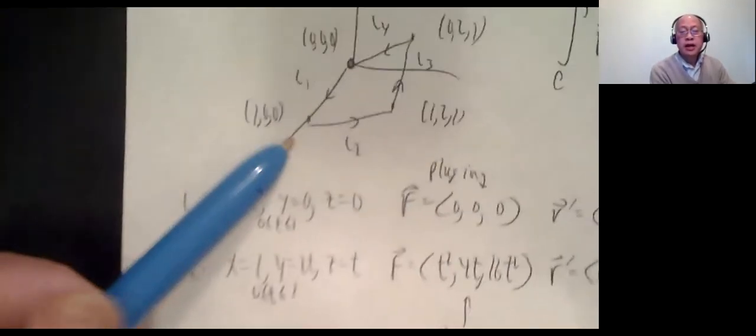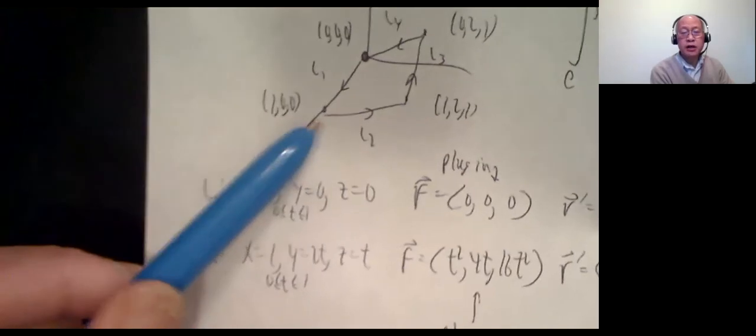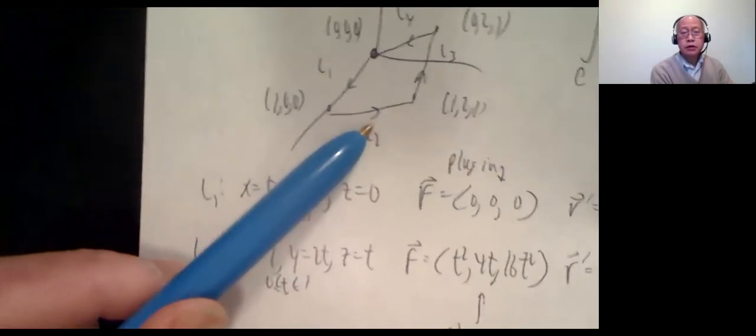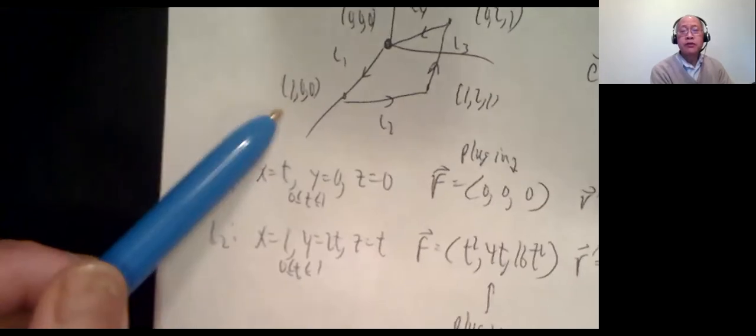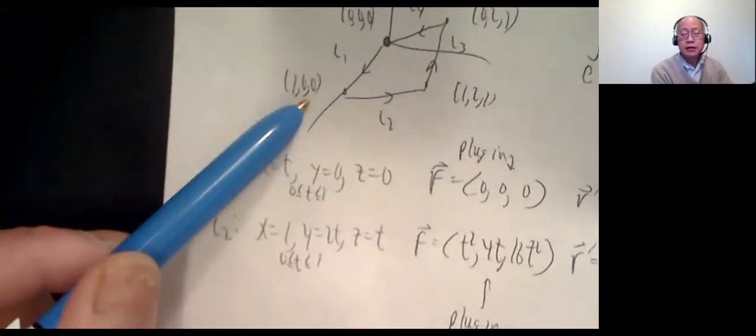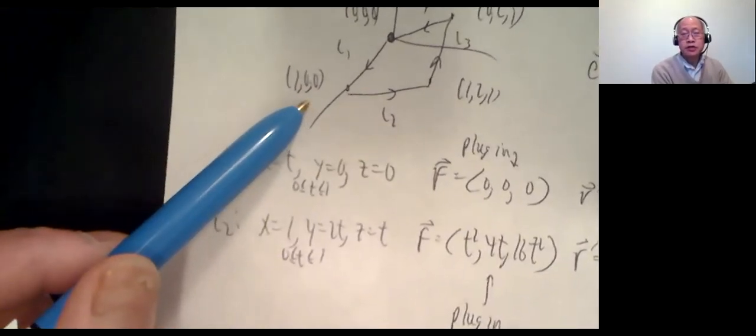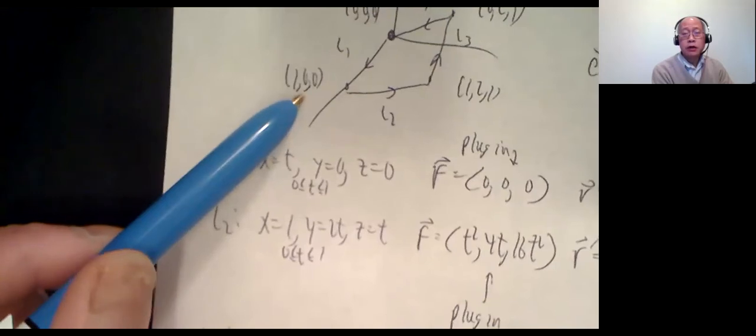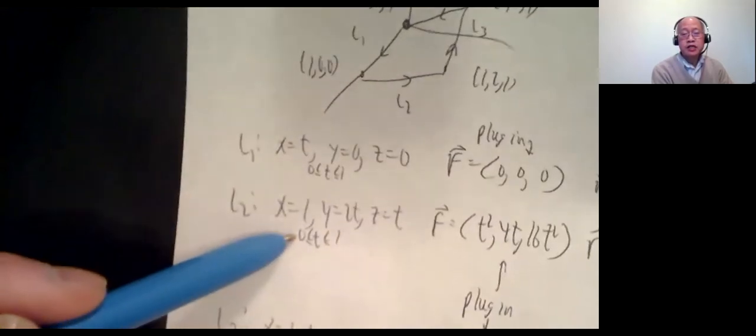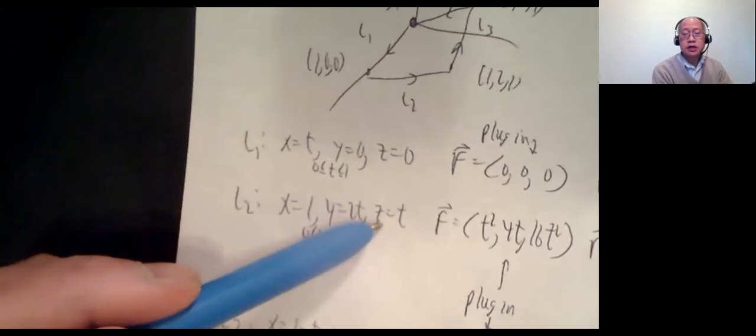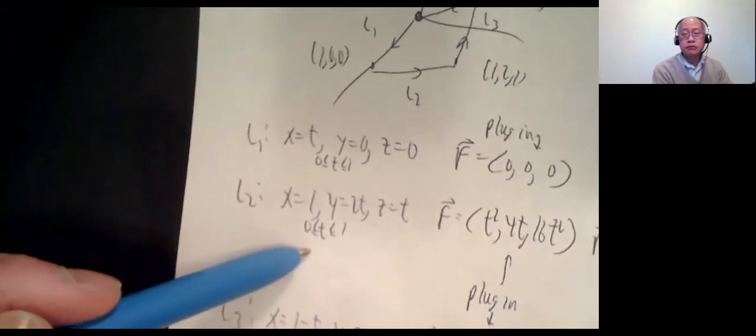L2: x is constantly 1, right? So I'm really thinking of going from (0, 0) to (2, 1) in the y-z plane, so to speak. Now y is going twice as fast as z. So that leads me to believe y equals 2t, z equals t, and t goes from 0 to 1.